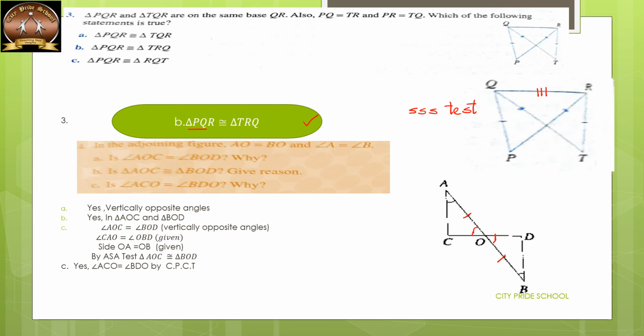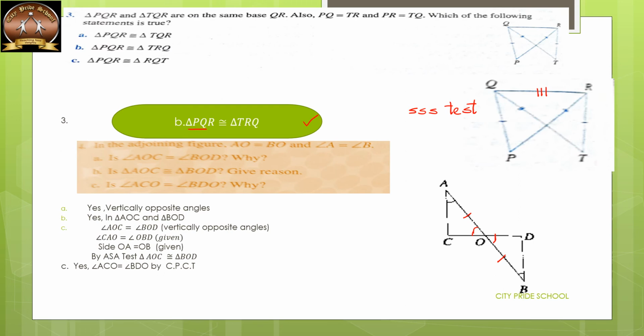I know that angle AOC is equal to angle BOD, because they are vertically opposite angles, and it is given that angle CAO is equal to angle DBO. That is given in the question. And it is also given that side OA is congruent to side OB. So these two triangles will be congruent by the ASA test.